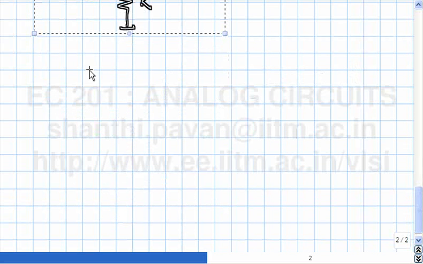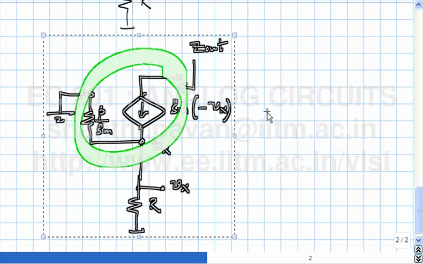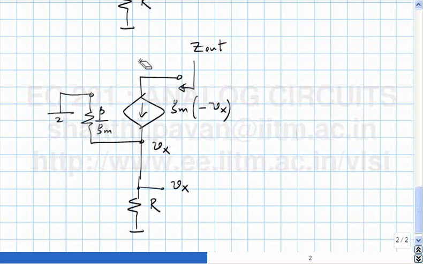In reality, the transistor does have an output impedance. The output impedance, RO, is between which two nodes?